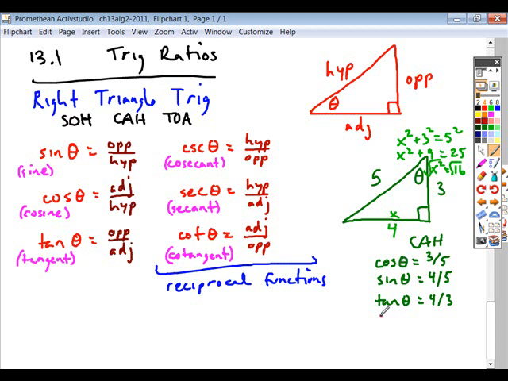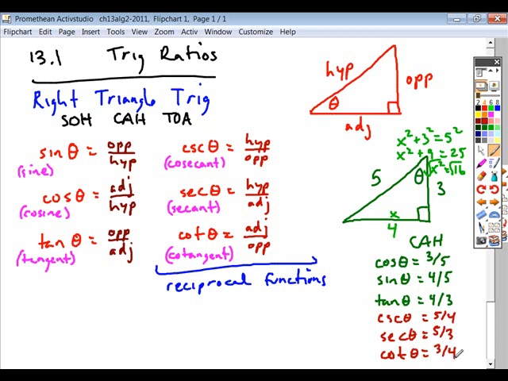And so when you're evaluating these, we have our three main trig ratios, sine, cosine, and tangent. When you're finding the reciprocal functions, again, what you need to do is just take their original functions and flip them. So the cosecant is the reciprocal of sine, so it's 5 over 4. Secant is the reciprocal of cosine, so it's 5 over 3. Cotangent is the reciprocal of tangent, so it's 3 over 4.